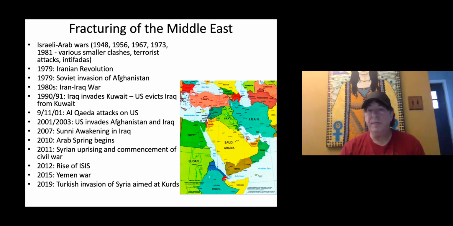2015, the war in Yemen, pitting two factions against one another, one aligned with Iran, the other with Saudi Arabia. And then finally in 2019, the Turkish invasion of Syria aimed at removing Kurdish forces from the Turkish border that the Turks considered a threat. So all of this is very complex, obviously, but it paints the overall picture, which is a violent one.